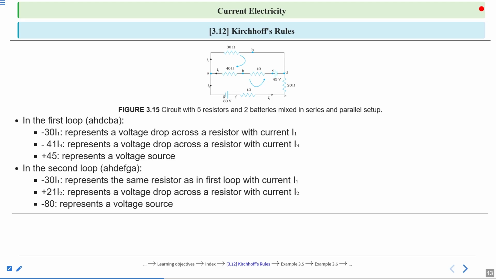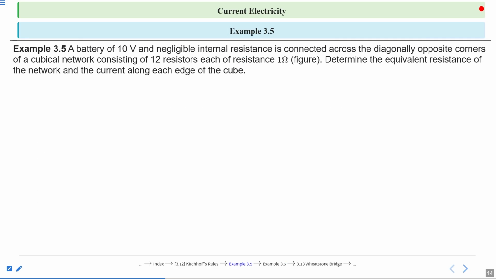In the second loop, A H D E F G A, minus 30 I1 represents the same resistor as in the first loop with current I1. Plus 21 I2 represents a voltage drop across the resistor with current I2. And minus 80 represents a voltage source, which is the 80 volt battery. Okay. So, example 3.5.